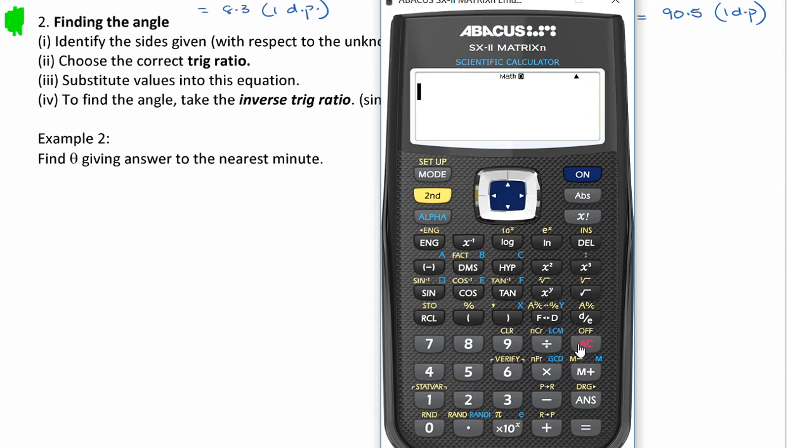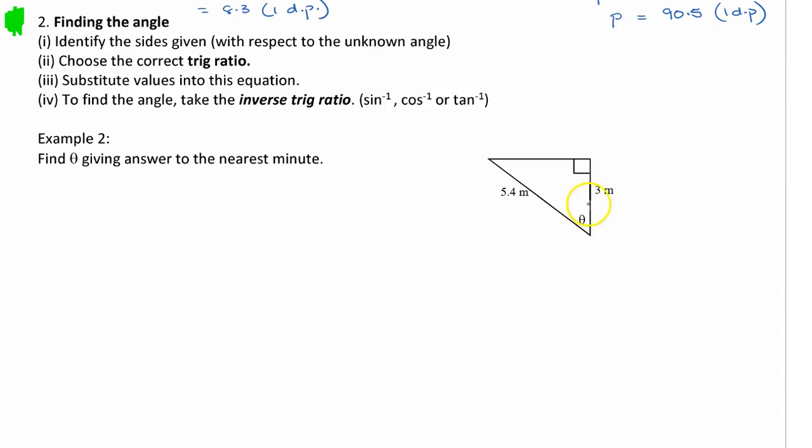To ask the calculator to find an angle, we want to access, for example, this sine to the -1. Sine inverse, that's called. So part of our process will involve sine inverse or cos inverse or tan inverse. And that's the most important difference when you're setting out your answer for finding an angle to when you're finding a side. Let's have a look at this example.